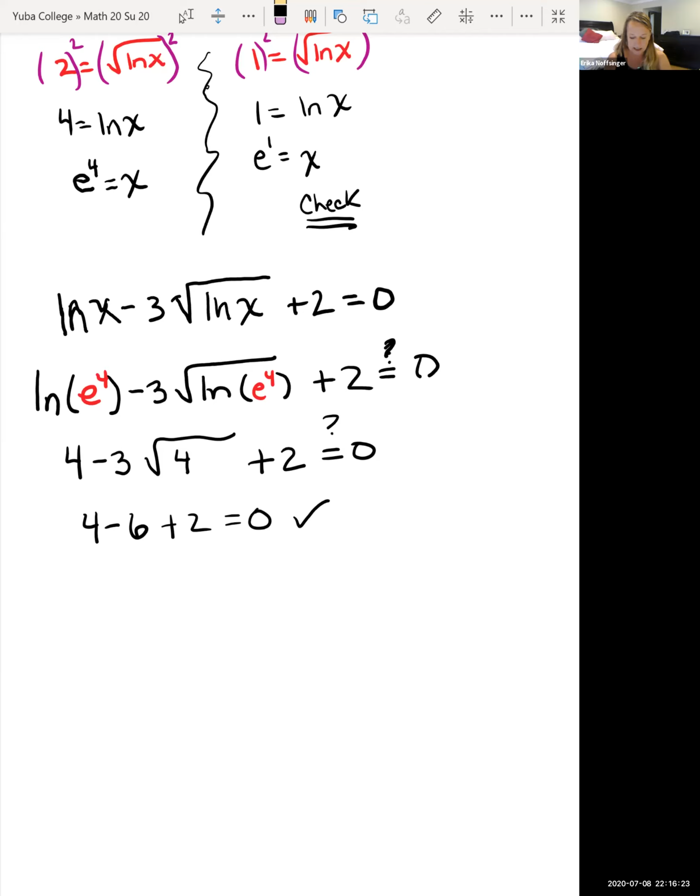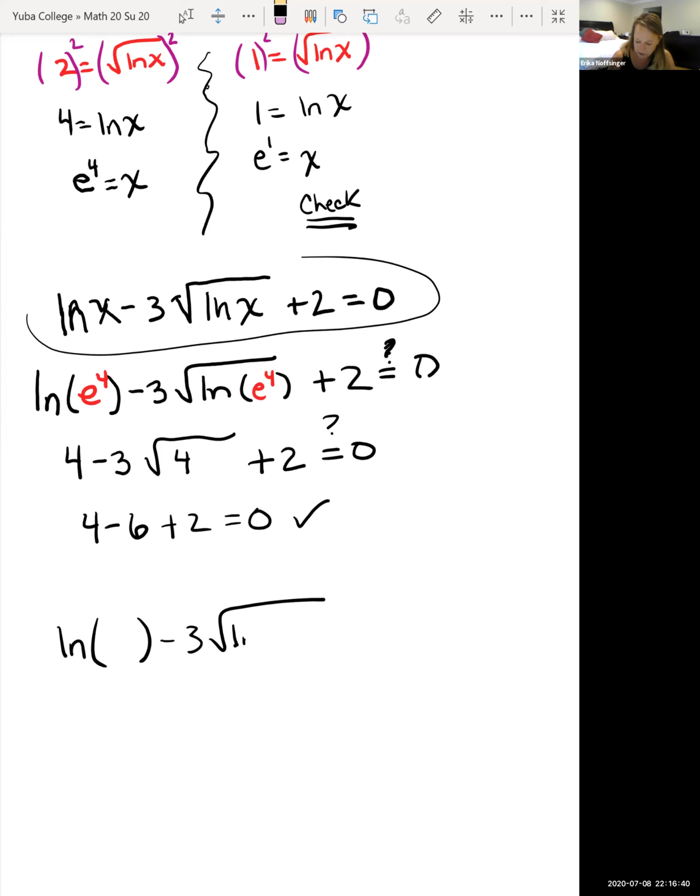Now let's go back in and see if e to the first works. So plugging in, put in parentheses wherever you see an x in your equation. So natural log of parentheses, minus 3 square root natural log of parentheses, plus 2 equals 0. So now we're going to plug in e wherever you see an x. So natural log of e, well, e to what power is e? E to the first power is e, so this is just 1.